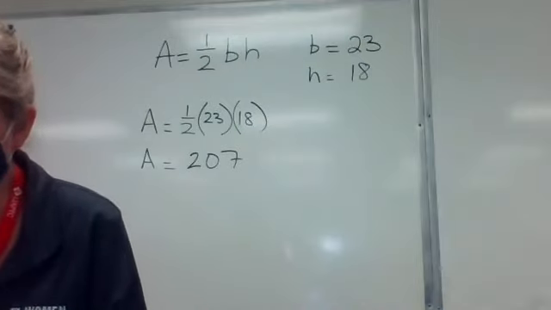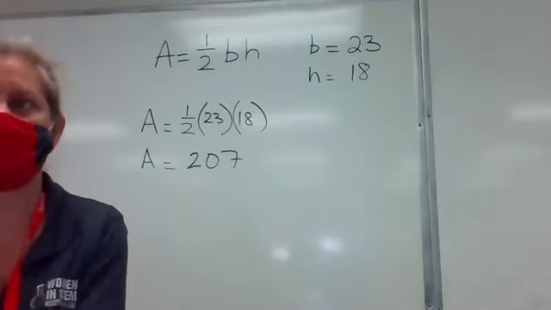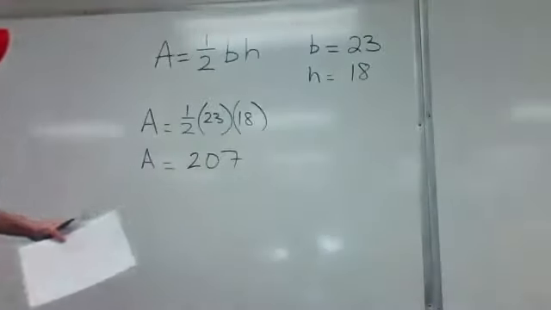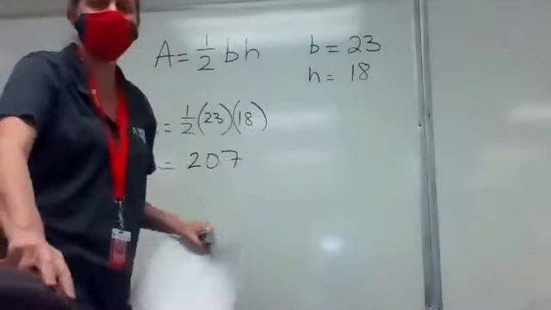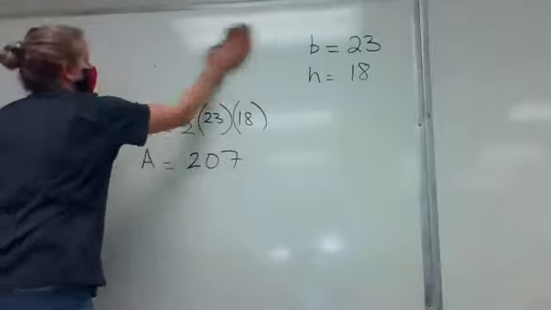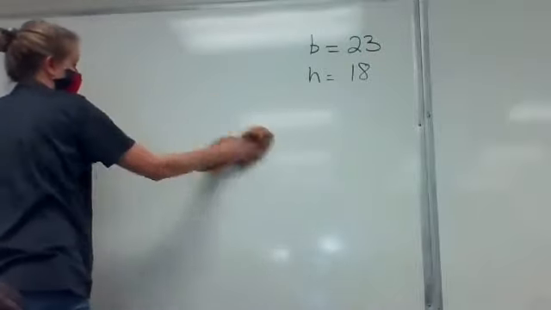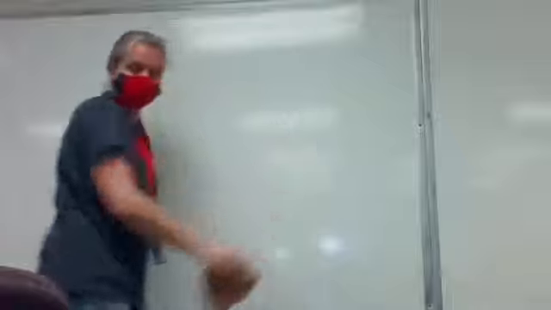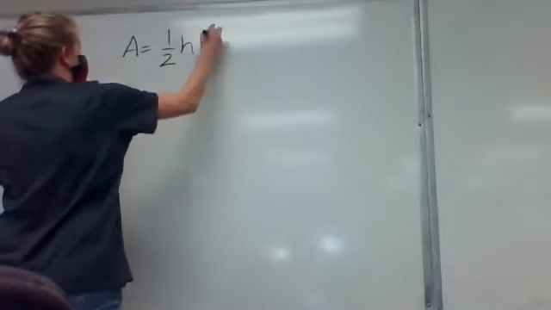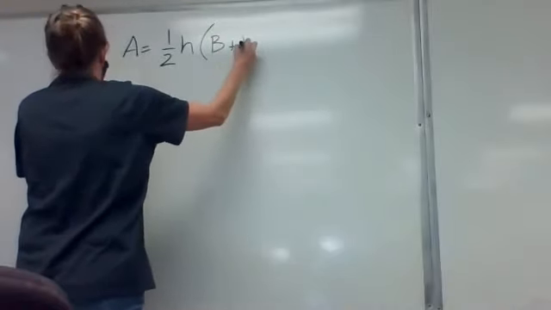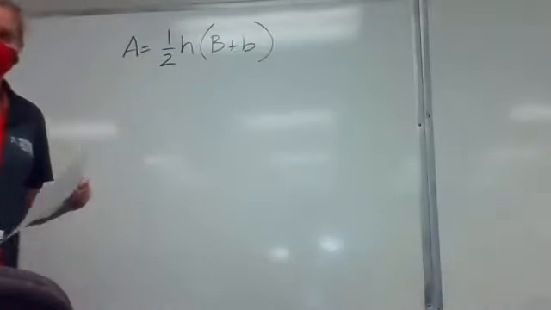All right, number 3, same kind of thing. This time the formula is a little bit more complicated, but they give us the formula and then they give us some numbers just like this one to put in certain letters' spots. So let's see what the formula they give us this time is. A equals 1/2 H, open parentheses, big B plus little b, close.